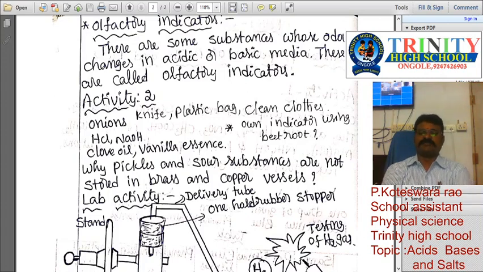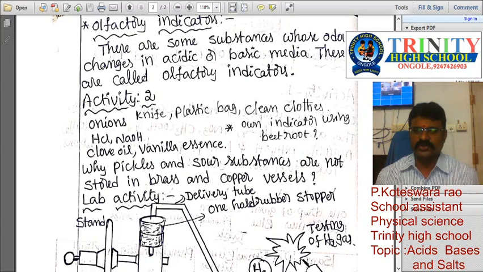This is also a very simple activity which we can conduct in our house. We want to take some onions, a knife, a plastic bag, clean cloths, HCl, NaOH solution, clove oil, and vanilla essence.